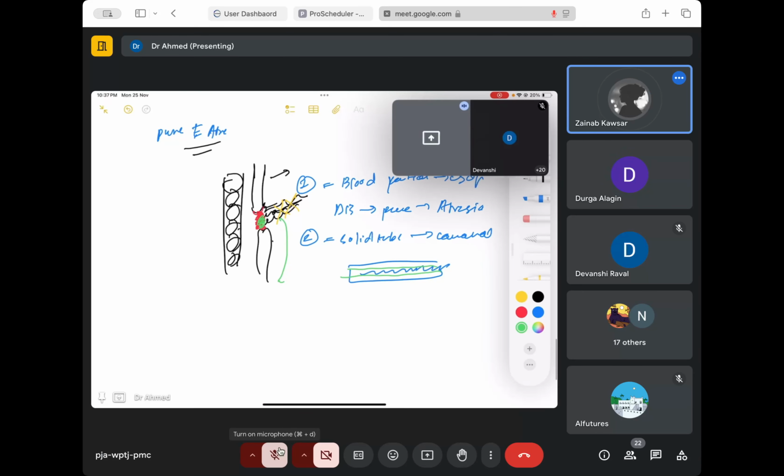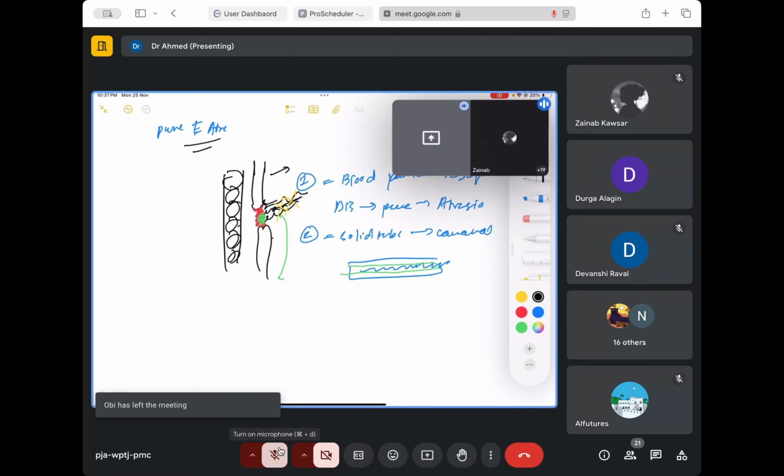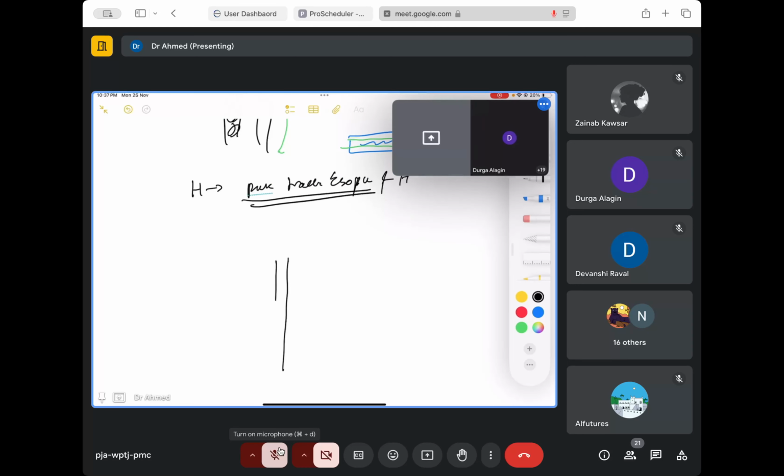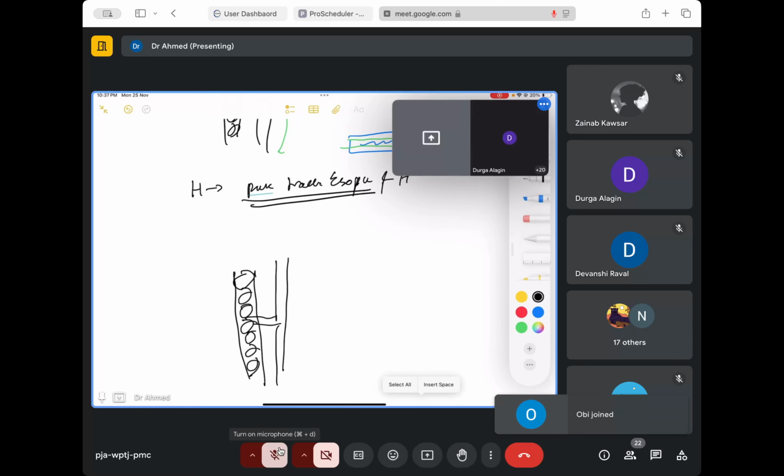Okay. So the third variant of tracheoesophageal defect is H type, or pure tracheoesophageal fistula. As the name indicates, you are going to see H type. This is your H type. What happens in this condition, your esophagus is still connected with your stomach, but you have an extra fistula which is connecting your alimentary canal with your respiratory system or your trachea, right?